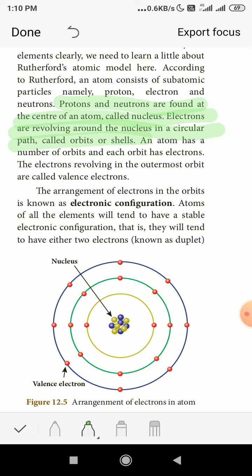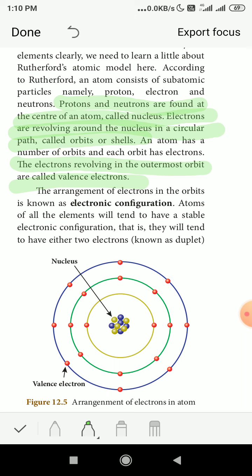The bluish orbit, the last ring, is the outermost orbit. The electrons in that orbit are called the valency electrons. Okay, understood what valency is, what protons and neutrons are, where they are found, what the orbits are, where the electrons are, and what the valency electrons are.